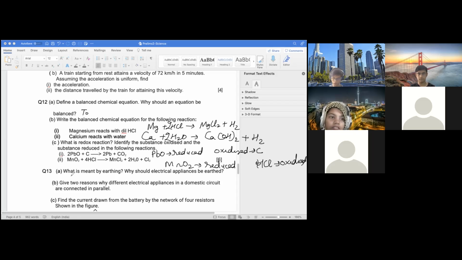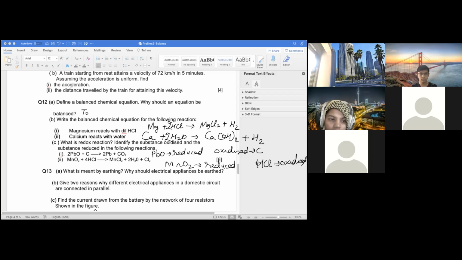What is meant by earthing? Earthing is when any electrical device is connected through an electrical wire to the ground to make zero potential. It is called earthing. Why should an electrical appliance be earthed for our safety? Any metallic appliance, when it is earthed, even if any fault occurs in the appliance and somebody touches it, the extra current transfers to the ground, and the person is safe. You have to write it like this. Give two reasons why different appliances, you all know this by now.